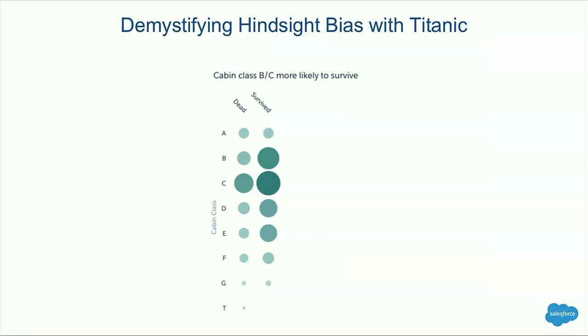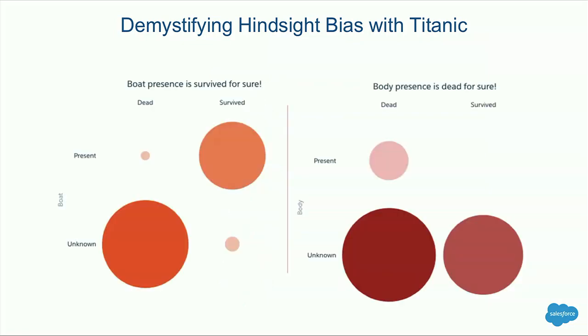Now, this was used in a very famous Kaggle challenge, which almost everyone knows about. But what many people do not know is that the data that was used was a cleaned up, dressed up version. The original data had nuances in it, dirt in it, which was removed for this challenge. And two such problematic features are boat and body. Let me explain what each of those are.